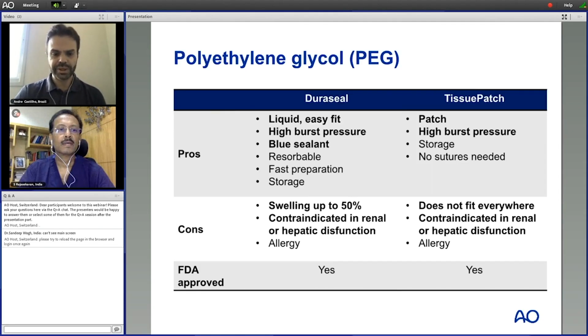The PEG group is FDA approved for use in neurosurgery. They have high burst pressure. They rapidly adhere to the dura, so their use is very interesting. DuraSeal and DuraSeal Exact, also Adherus, have a flashy color, so we can easily see the covering of the defect and understand where we are putting the sealant. We also have a patch of PEG, which is the tissue patch. Baxter also developed one, called Hemopatch, which is also PEG based.